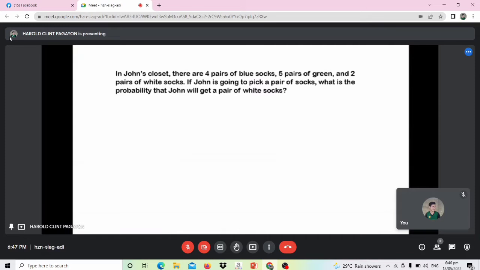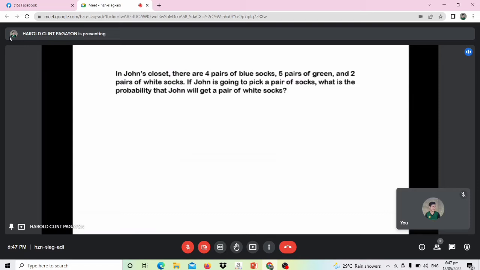Another question. In John's closet, there are 4 pairs of black socks, 5 pairs of green, and 2 pairs of white socks. If John is going to pick a pair of socks, what is the probability that John will get a pair of white socks?